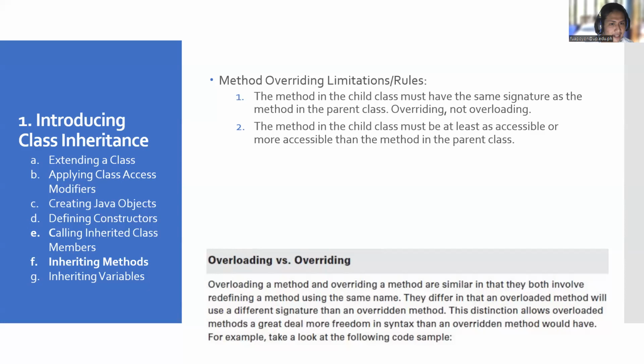The method in the child class must be at least as accessible or more accessible than the method in the parent class. So for example, you have a protected method in your parent class. When you override it in your child class, that should also be protected or public because it is more accessible. You can change the visibility of the inherited method, but it cannot be less accessible. So from protected, you can't do private. From protected, you can do protected or public.